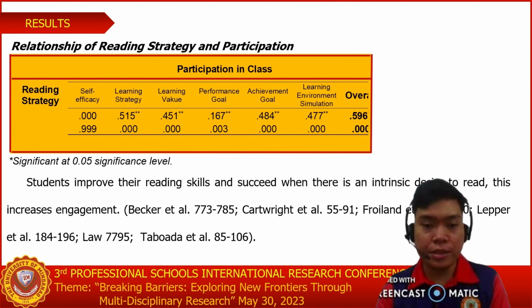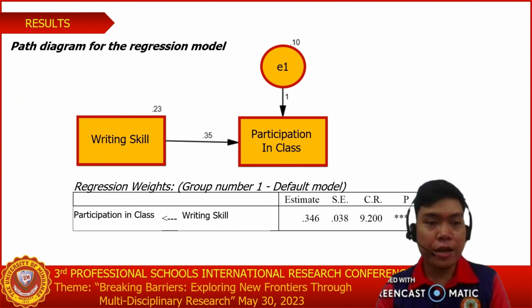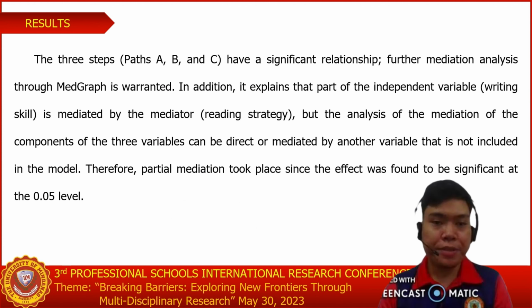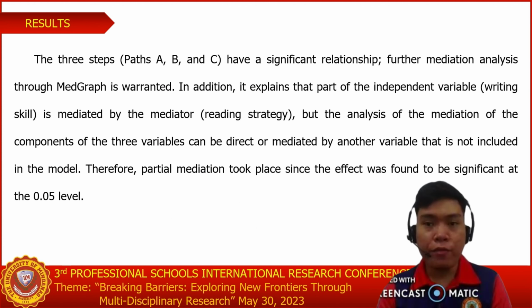Students improve their reading skills and succeed when there is intrinsic desire to read. This increases engagement. Path diagram for regression model. Since all are significant, therefore it is partial mediation. The three steps have a significant relationship. For their mediation analysis, a mediation graph is warranted.